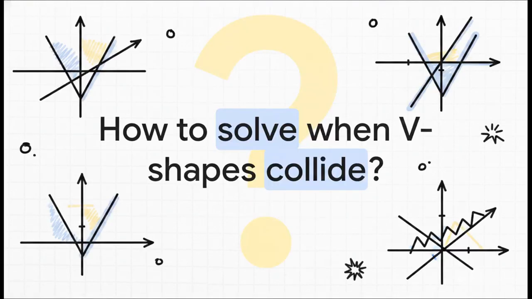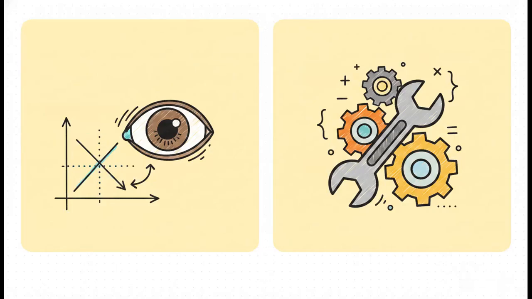But what happens when these V-shapes physically crash into other lines? How do we solve that? You've basically got 2 weapons here. Visualize the intersection or hack it with algebra.